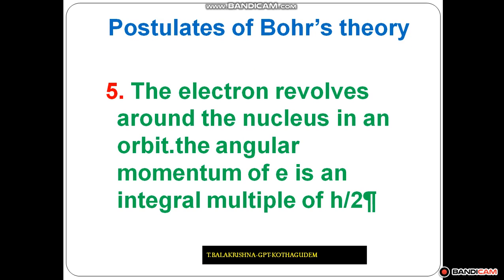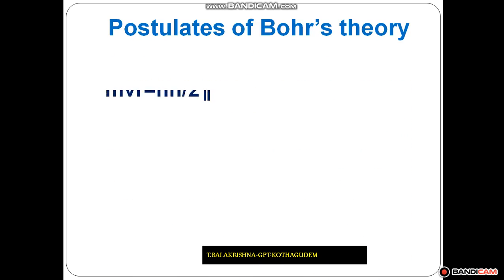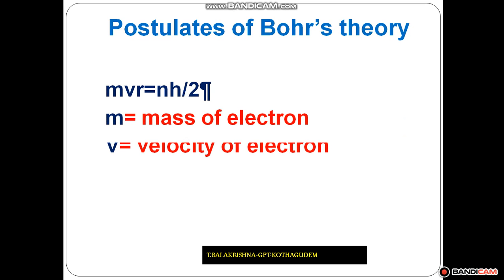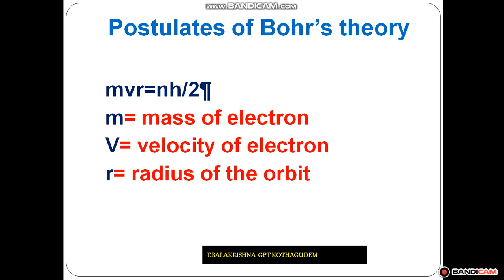Next one, the electrons revolve around the nucleus in an orbit. The angular momentum of an electron is an integer multiple of h by 2 pi. If the electron is revolving around the nucleus in a fixed circular path, every electron has some angular momentum. That angular momentum is calculated by the formula mvr = n h/2π. In this formula, m is the mass of the electron, v is the velocity of the electron, r is the radius of the orbit, and h is the Planck constant. The Planck constant value is 6.625 × 10^-27 erg seconds.